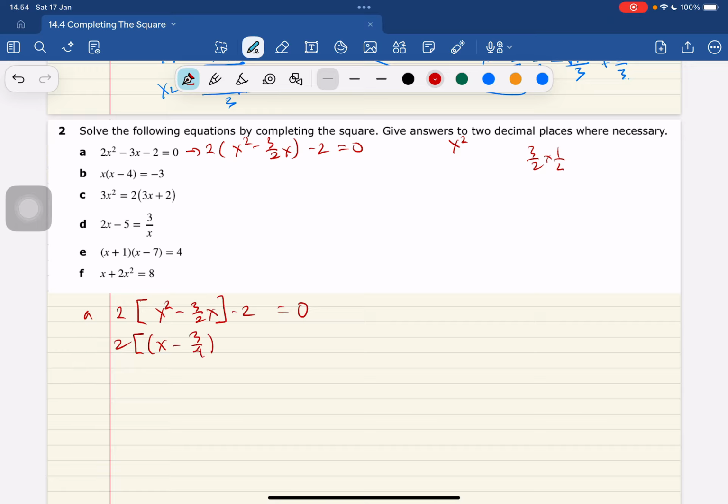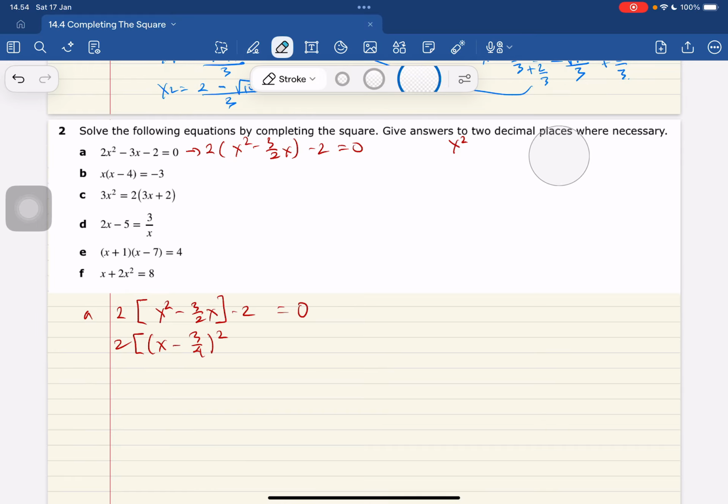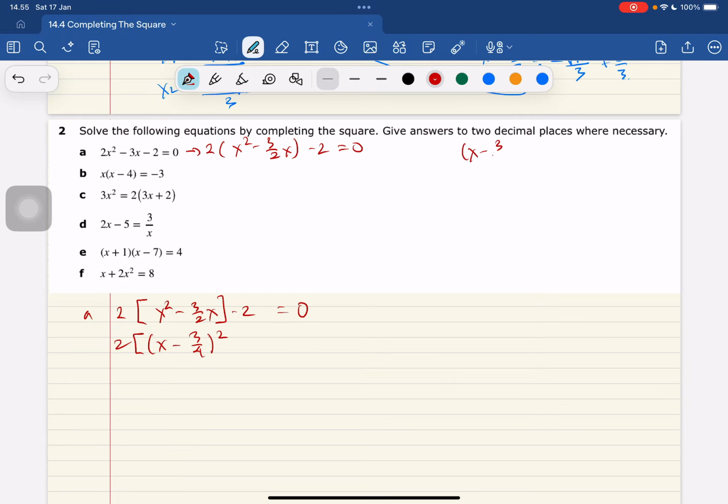Then we make it square. So what is the number that we don't want? We can expand it here. x minus 3 over 4 squared is going to be x squared minus 3 over 2x plus 9 over 16. We don't want this 9 over 16, so we need to minus 9 over 16. Then we minus 2. So let us expand these two.